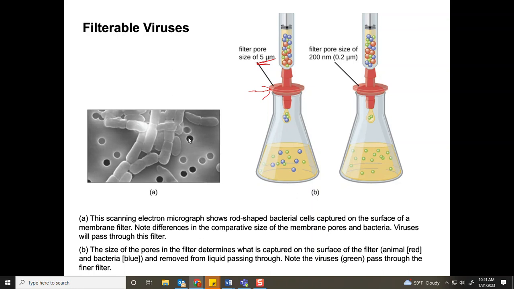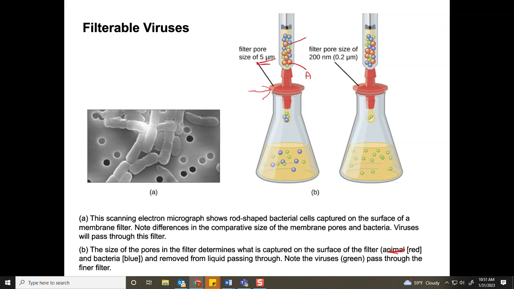So, if we look at B here, the size of the pores on that filter is going to determine what's captured and what's not. All right, so here what we're showing is the red balls are animal cells, which is A.